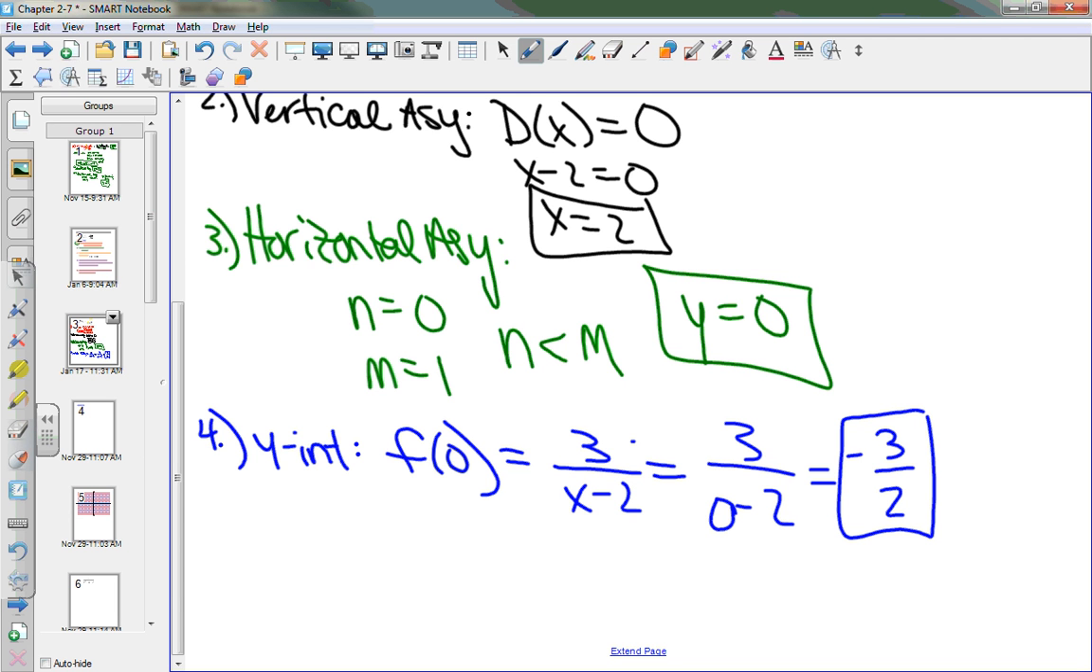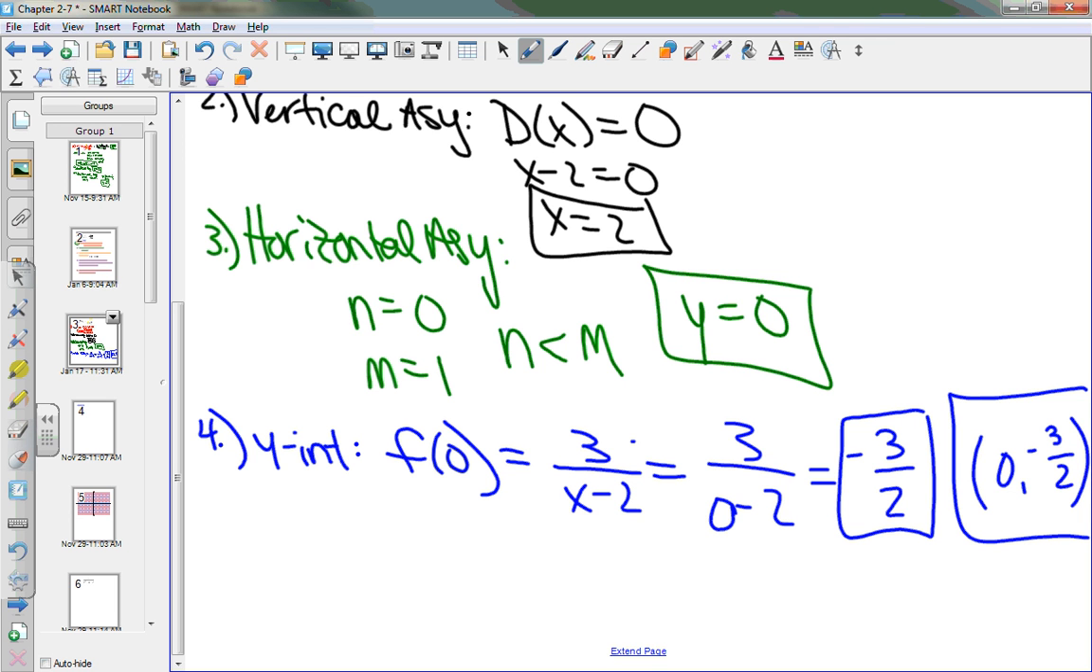I plugged in a value for x, what do I get out? A value for y to create a point. And that point is going to be the point 0, negative 3 over 2. That is what's important. Because now what your brain needs to be seeing on your graph in your head is this dashed vertical line at 2, a horizontal dashed line at 0, and now at 0, negative 3 over 2, you are going to have a point there. Does that make sense? Yes or no?